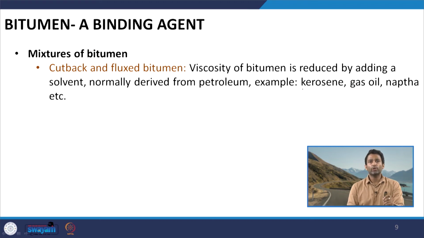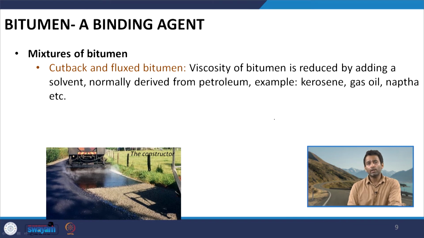We also have mixtures of bitumen. Here bitumen is the main component, but it also contains significant proportion of other materials to meet certain specific requirements. One example of a mixture of bitumen is the cutback and flux bitumen. In cutback bitumen, the viscosity of the base bitumen which we are using is reduced by adding certain solvents which are basically petroleum derived. Solvents such as kerosene, gas oil, naphtha and others can be used to reduce the viscosity of the base bitumen to different degrees.